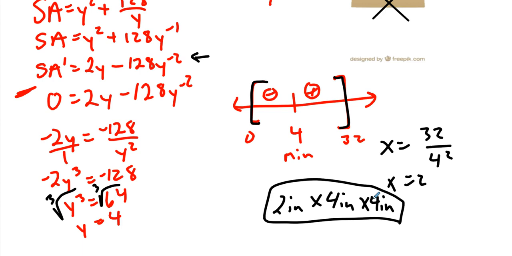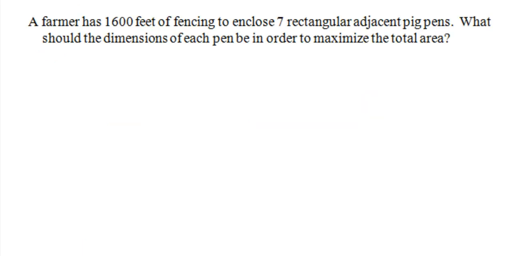Okay, so let's go ahead and take a look at our next problem. A farmer has 1,600 feet of fencing to enclose 7 rectangular adjacent pig pens. What should the dimensions of each pen be in order to maximize the total area? So let's draw that first of all. I did not draw that rectangle very well. Let me try that again.